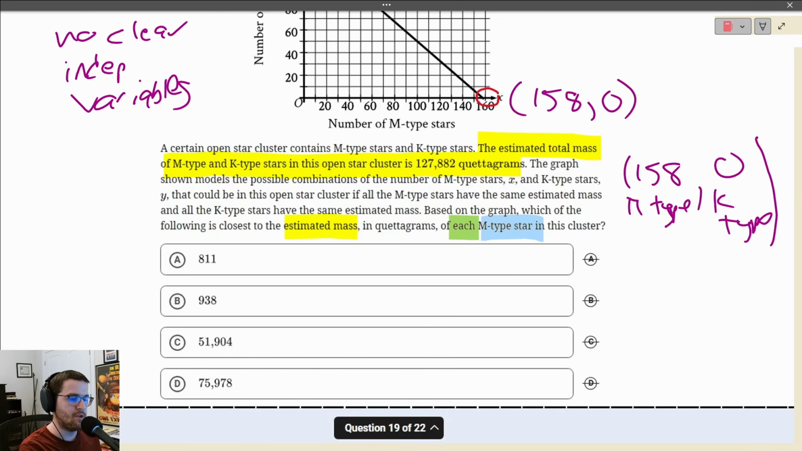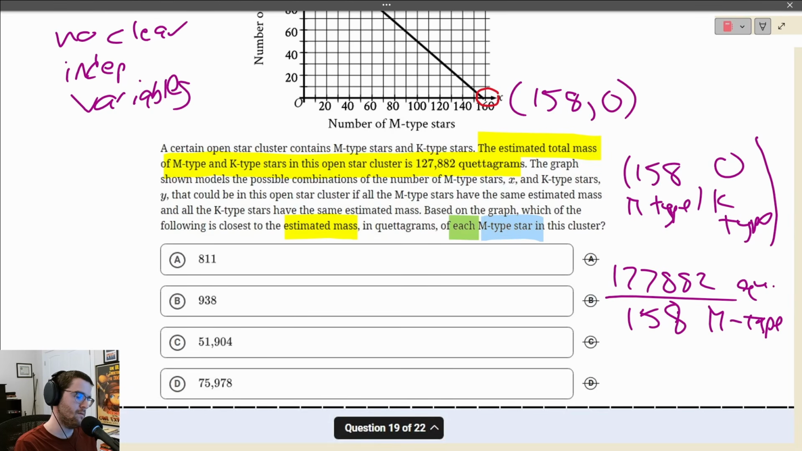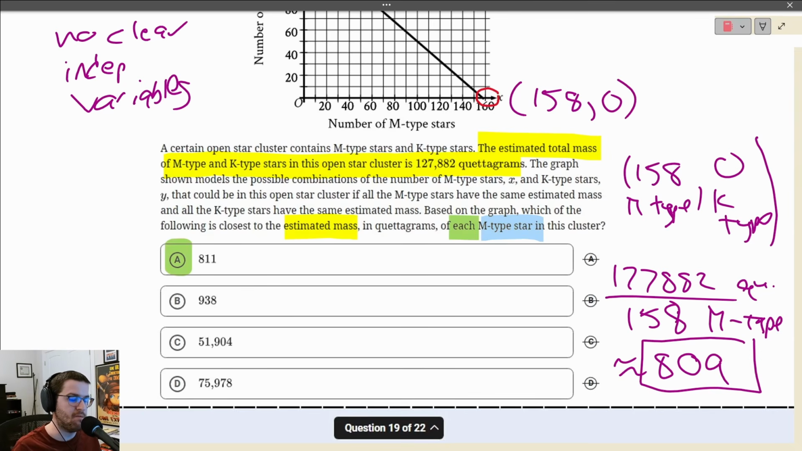So we're going to do 127,882 divided by, and that's quettagrams, I don't know how to abbreviate that, divided by 158 M-type stars. And let's see what we get when we do that. I am getting about 809 rounded. And that is definitely closest to choice A, which is the answer.